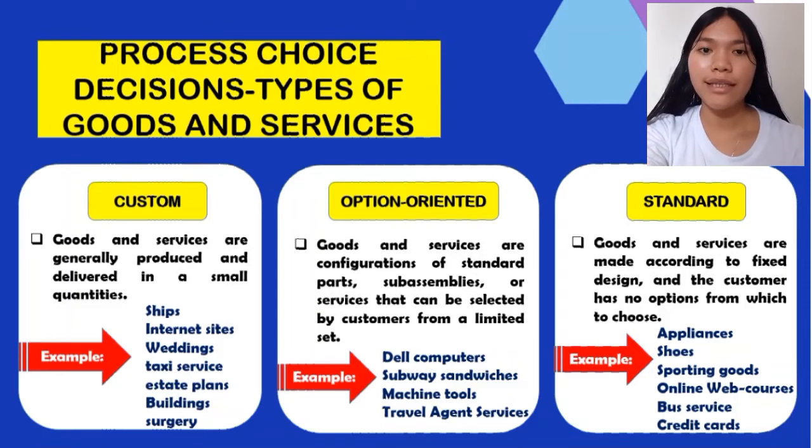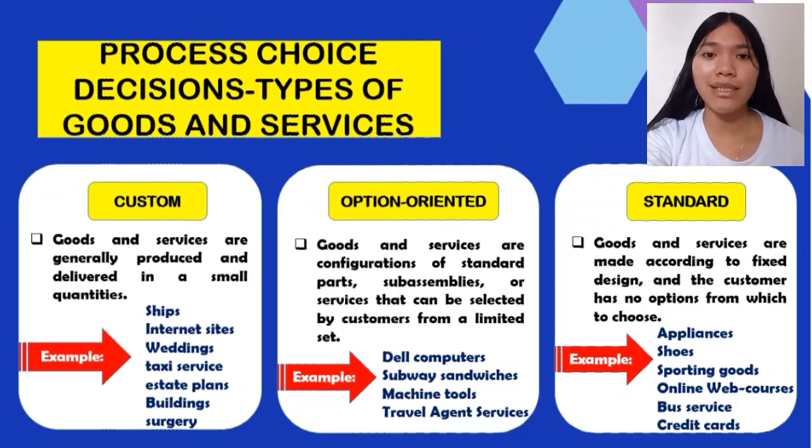So here is the standard, or make to stock. These are goods and services that are made according to a fixed design, and the customer has no options from which to choose. In standard make to stock, the firm has already produced the goods and services, anticipating that a customer will want them. So the customer has no option to choose the design you like, because they have already fixed the design.